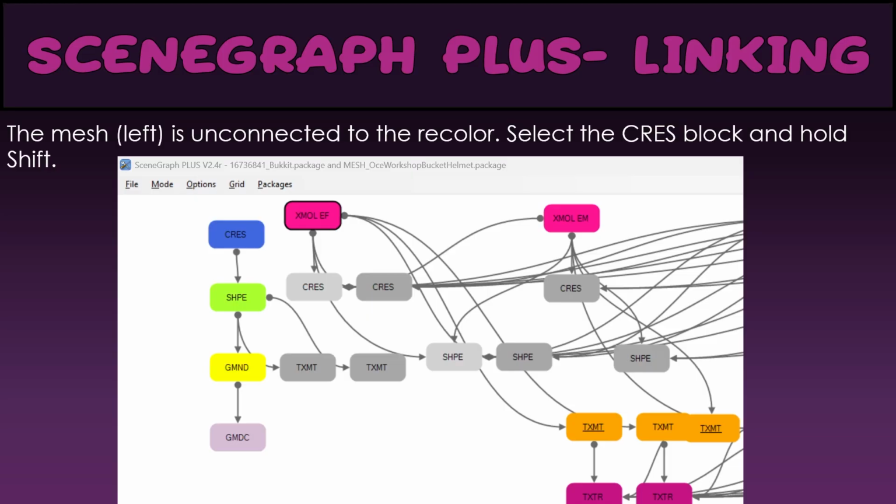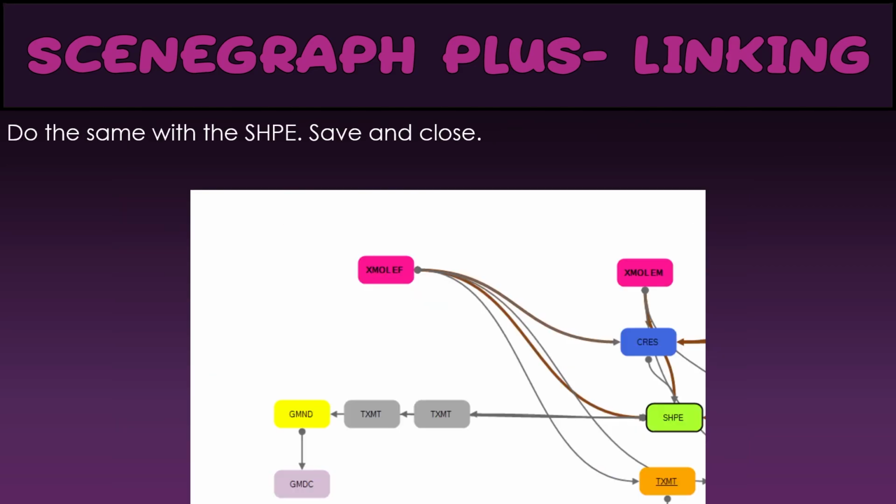We need to grab that blue crest block and hold Shift. Then we just drag the crest until a dotted line appears around it, and we release it. And we repeat that to just drag the crest over all of the other gray crest blocks and link them together. Then we do the same thing with the SHPE. We just hold SHPE, Shift, drag it over the gray SHPE blocks and release it. Once we're done with that, we can save and close. That accessory is now linked.